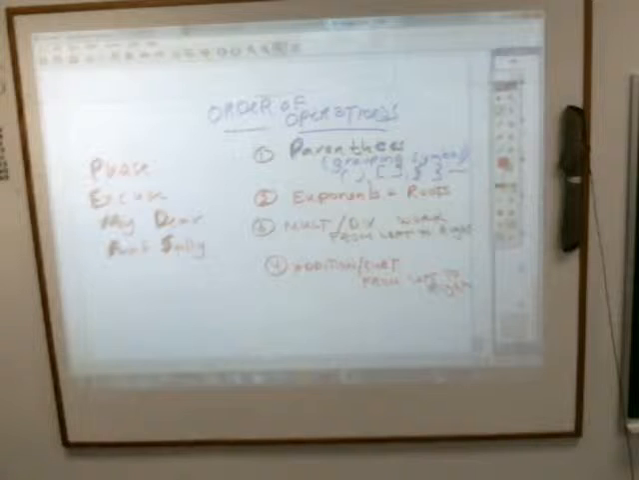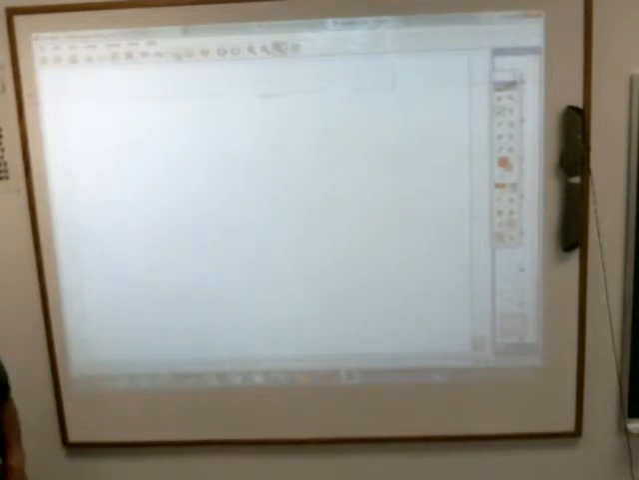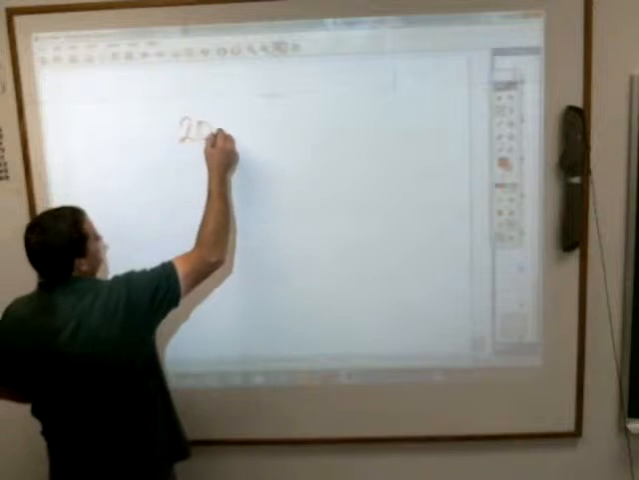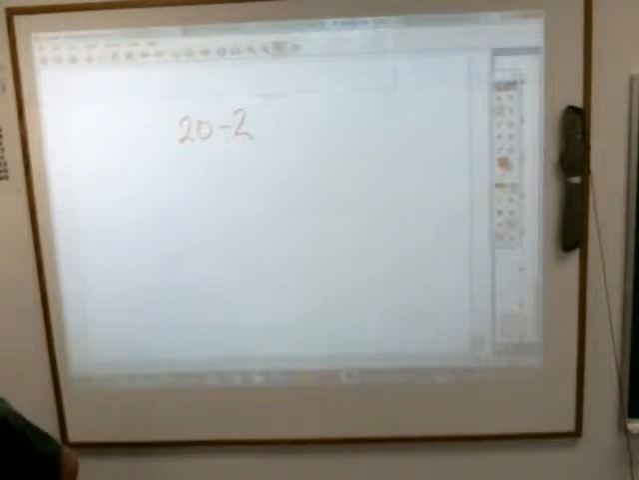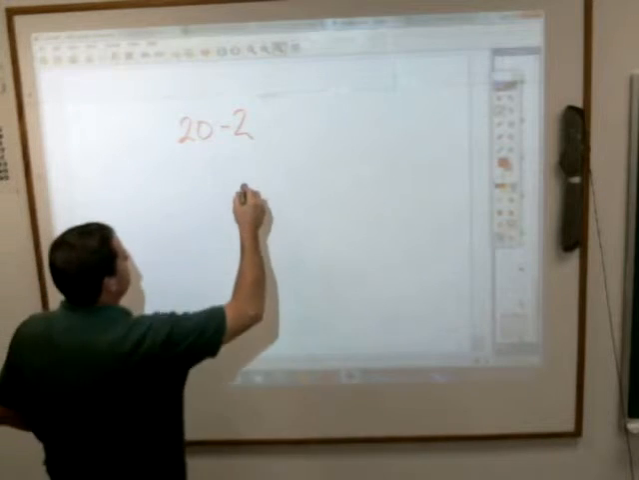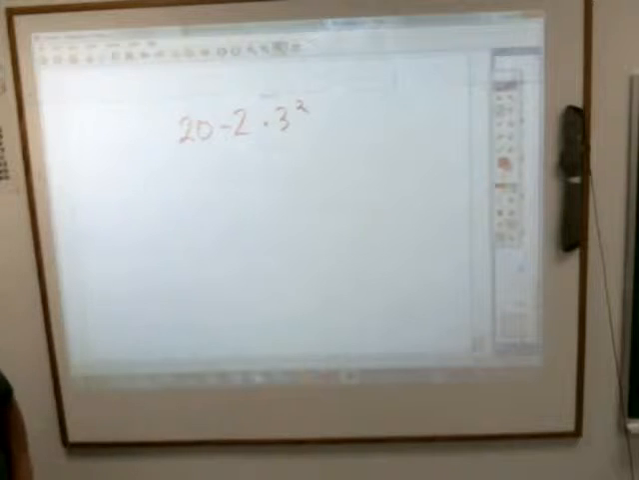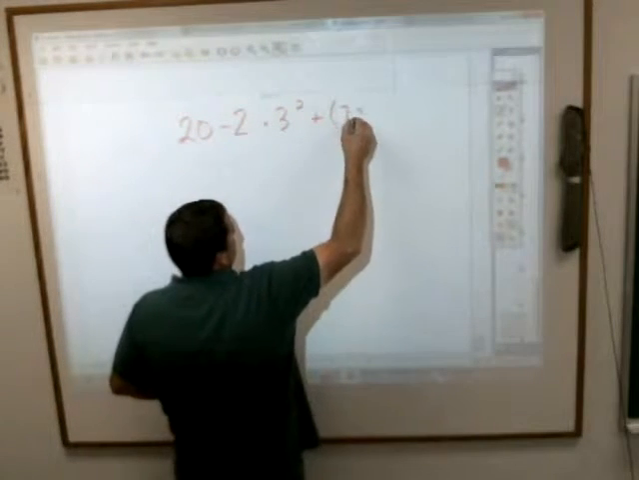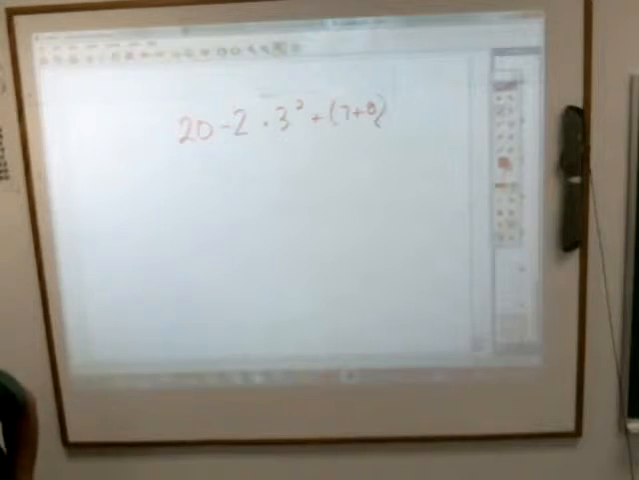These, by the way, I like these problems. Some problems I don't necessarily care for. I like these because they're just, to me, a little bit of fun. And here's an example. 20 minus 2 times 3 squared plus parentheses 7 plus 8 divided by 5.